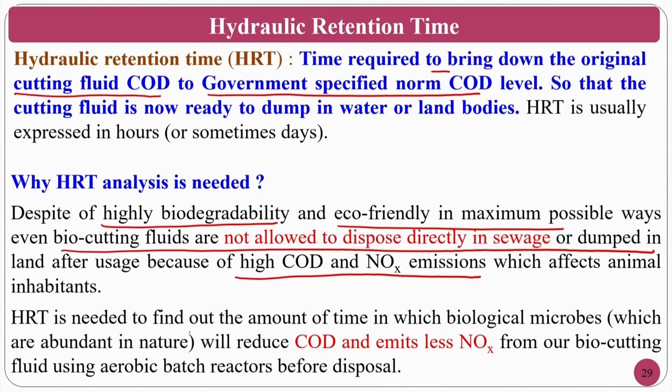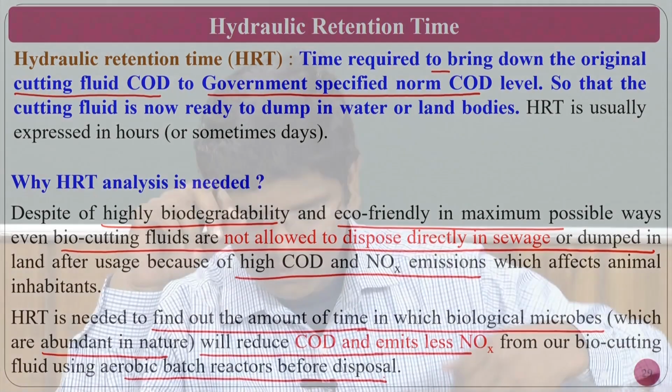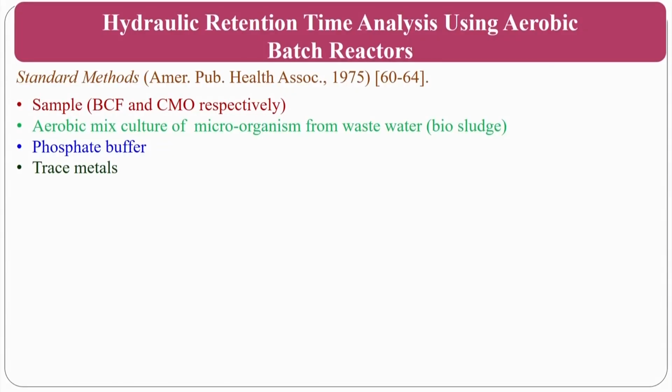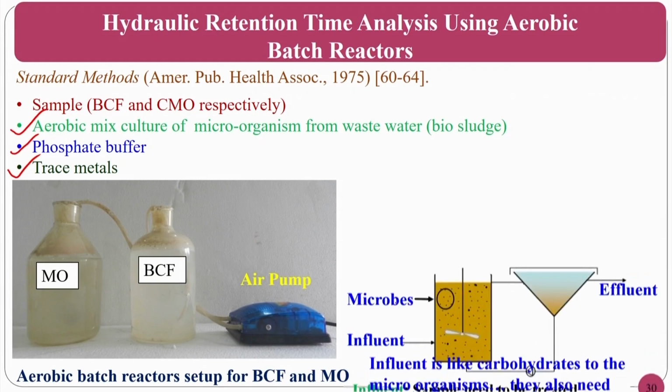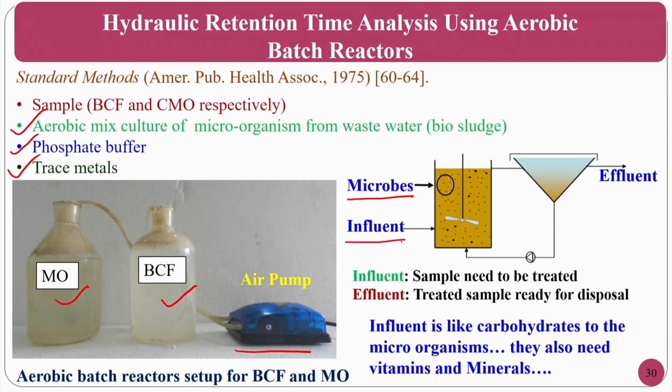Okay. HRT is to find out the time in which the biological microbes, which are abundant in nature, will reduce the COD and emit NOx from our biocutting fluid using aerobic batch reactors. So these microbes will reduce the COD and release NOx and other things. In batch reactors, normally you can see there is an air pump. The aerobic mixed culture is there, phosphate buffer is there, trace metals and other things are there. What is the influent? It is the sample that needs to be treated.